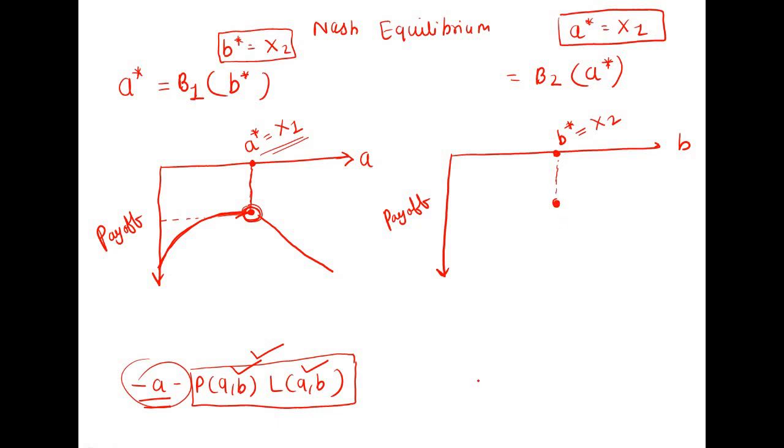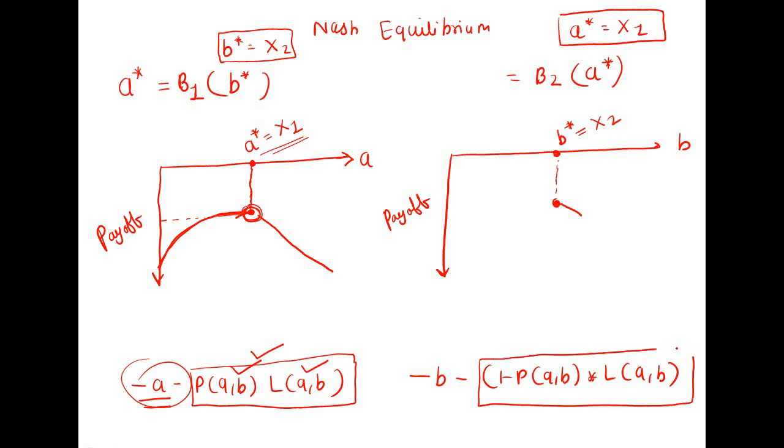Okay, now we know the payoff function of the victim. What is the payoff function? Minus B minus 1 minus P of A comma B multiplied with loss A comma B. This is the payoff function, right? What would happen if I increase the care? If I increase the care, this term will become 0.